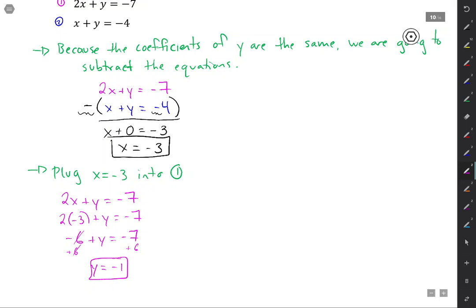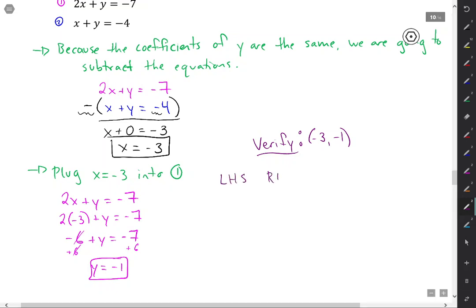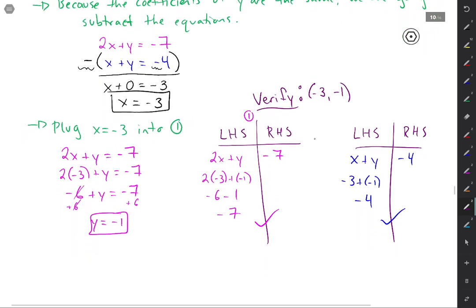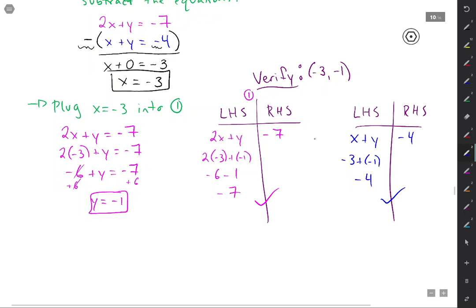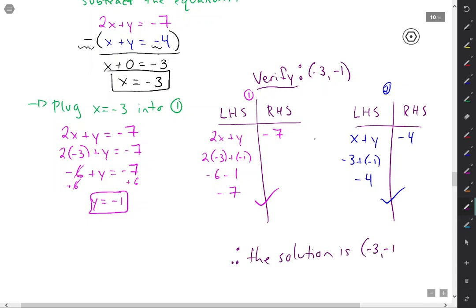And we are going to verify that. So I'm going to do my left-hand side, right-hand side for both of the equations. And I'm going to plug in -3, -1 into both of them to see if we get both sides being equal to each other. So I'm just going to skip ahead while I do that. Okay, so I plugged in -3 and -1 into both of the equations, and it does work. So we're just going to write down here that therefore the solution is -3, -1. So that's how we use the elimination method.